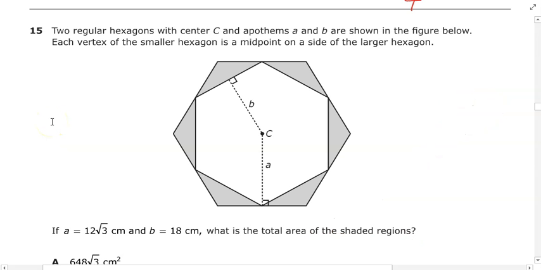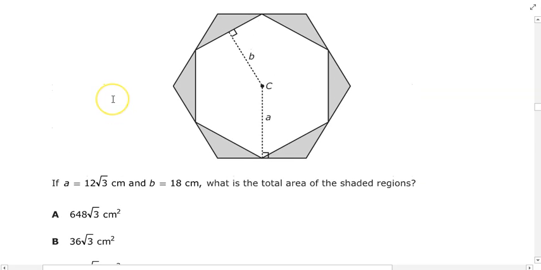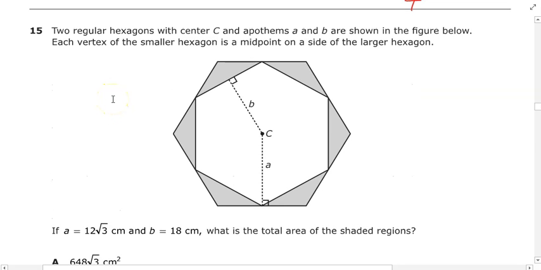All right. Question 15. Two regular hexagons with center C, apothems shown in the figure below. Each vertex of the smaller hexagon is a midpoint of the side. So on this one here, it looks as though we have a few things that we need to do. The easiest way to do this one happens to be with special right triangles, but with any regular polygons, you do have a formula that you often have to use trigonometry.